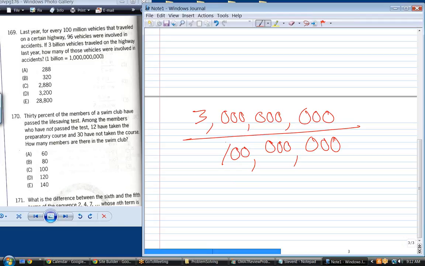Okay. If we did it this way, we could just cross off all the zeros. In other words, we have 8 zeros there, which means we can cross off 8 zeros there, and we have a 30-to-1 ratio. So we just multiply that number by 30, and we get that. Okay, so you did 3 billion vehicles traveled, and 100 divided by 100 million, pretty much what you did. Right, I'm looking for the ratio. In other words, what's the ratio of 3 billion to 100 million? And I'm going to take that ratio and multiply it by 96.